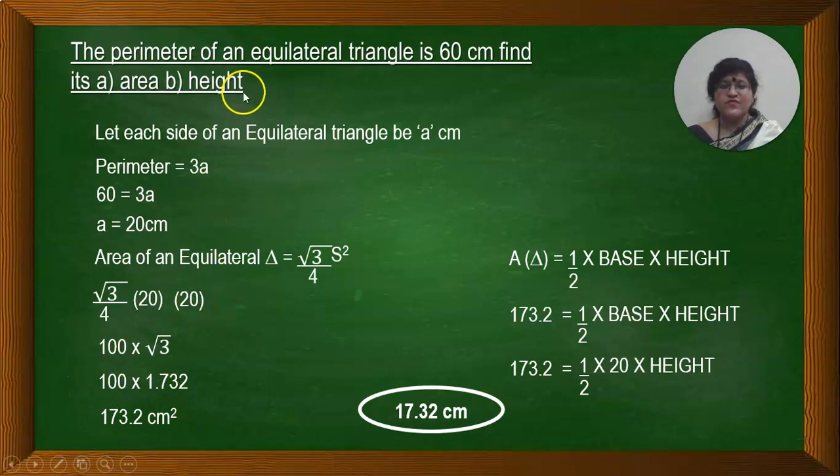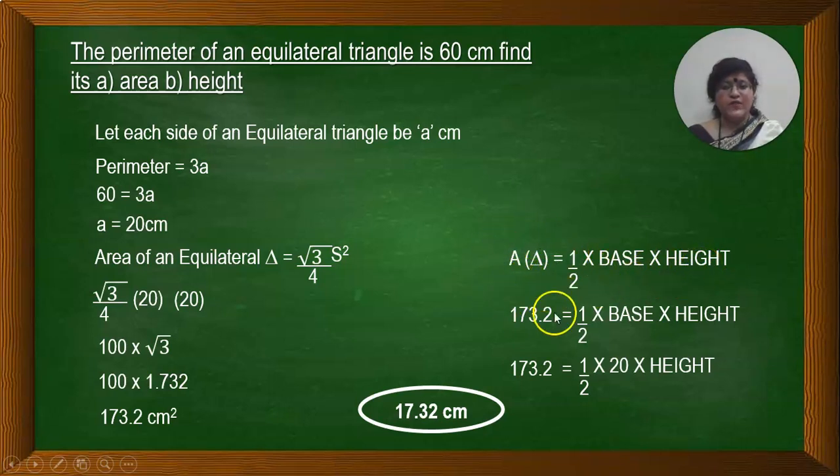But they've also asked you to find the height of the equilateral triangle. You know the area of this triangle. It is half into base into height. Why are we using this formula now? Because height is not given, you have to calculate the height. So you have to use this formula.